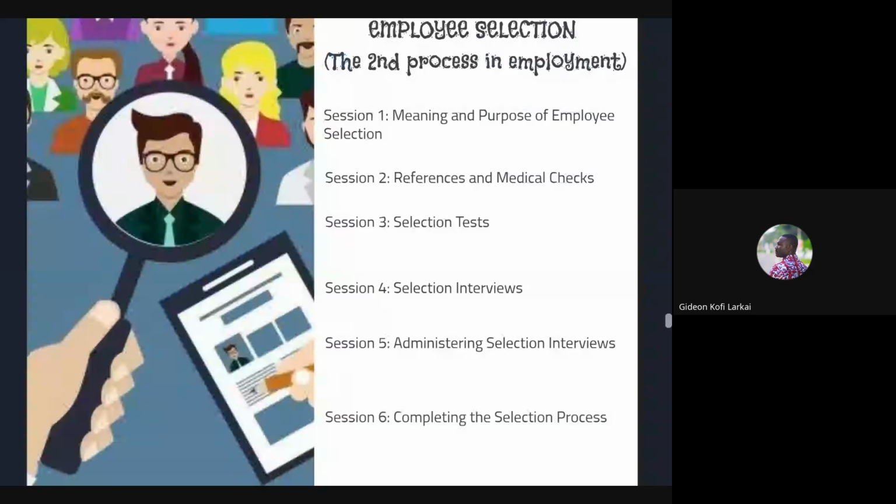4.2. Types of selection interview. There are several types of selection interview. They include structured, unstructured, stress, and situational interview. Let's consider them in turns. A. Structured versus unstructured interview.